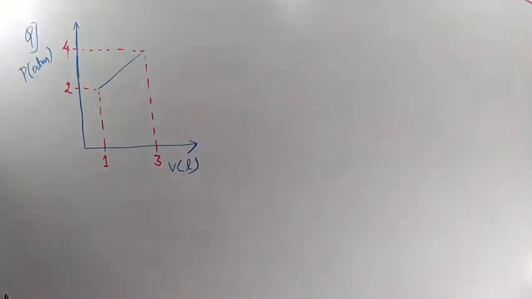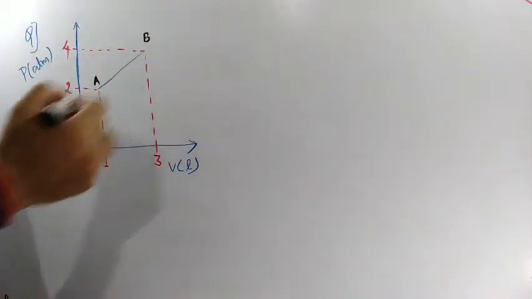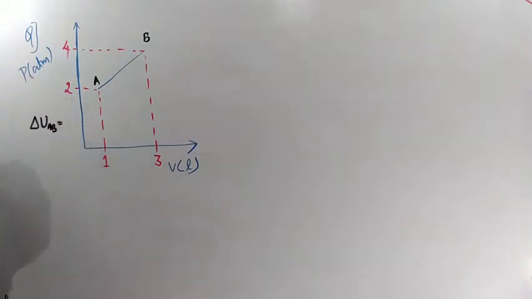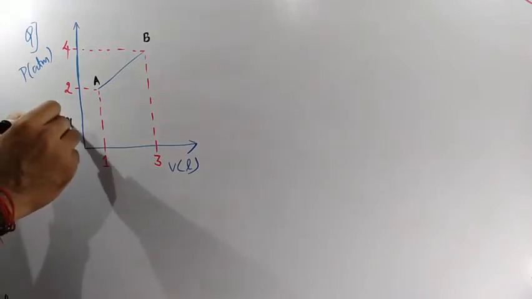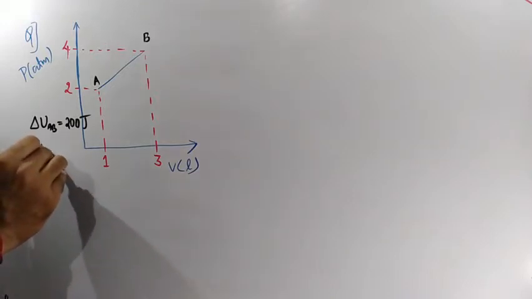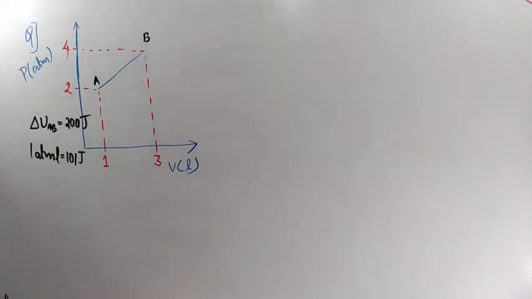So these many things they had given, and again they had given delta U in the process A to B. They named this point as A, this point as B. Delta U in process AB is given to you, this value they had given 200 joules. And next they had given that 1 atm liter is equal to 101 joules.